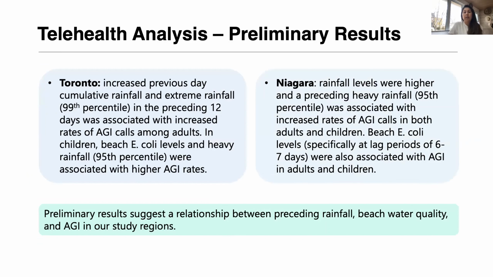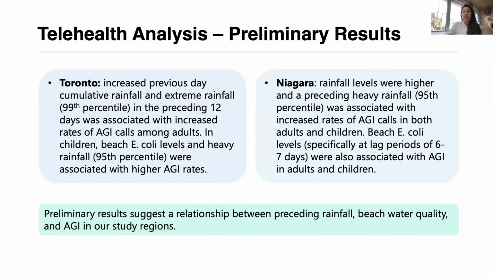So our preliminary results for Toronto and Niagara suggest that in Toronto, an increased previous day cumulative rainfall and extreme rainfall in the 99th percentile in the previous 12 days was associated with increased rates of AGI calls among adults. And in children, beach E. coli levels and heavy rainfall, as denoted as the 95th percentile, were associated with higher AGI rates. In Niagara, rainfall levels were actually higher than Toronto, and a preceding heavy rainfall in the 95th percentile was associated with increased rates of AGI calls in both adults and children.